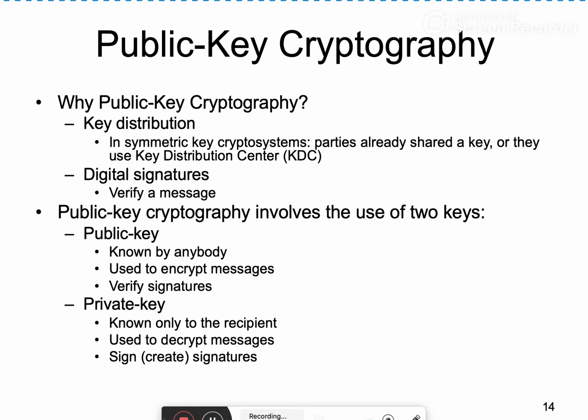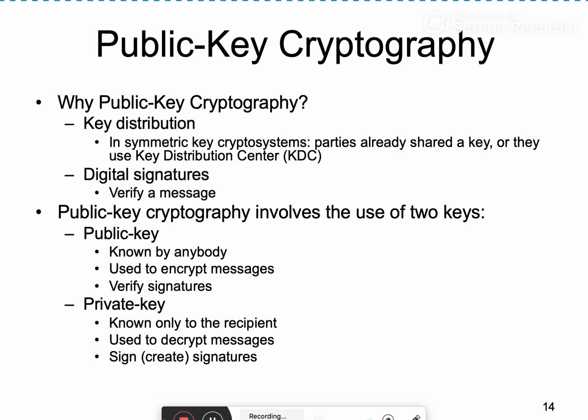As we know, public key cryptography uses two keys. One is called the public key, the other is called the private key. The public key is known by anybody. It is used to encrypt messages, and it is used to verify signatures. When we are using public keys for digital signatures, the public key is used to verify the signature, while the private key is used to sign. The signature can be verified by anybody who has access to the public key of the signer. So the public key is for verification of signatures and the private key is for signing.